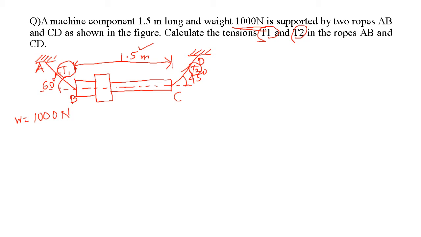Now we are drawing the free body diagram. Suppose in the free body diagram the body weight is 1000 Newton, and here T1, this is 60 degrees. We don't know what the T1 value is. How can we calculate it?